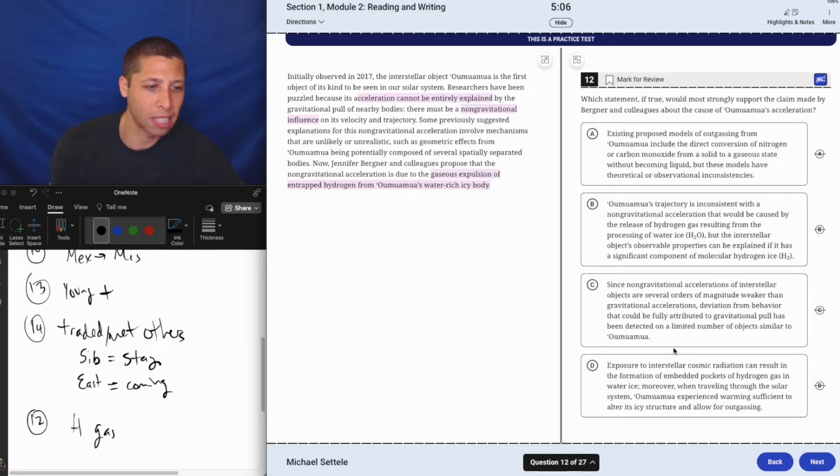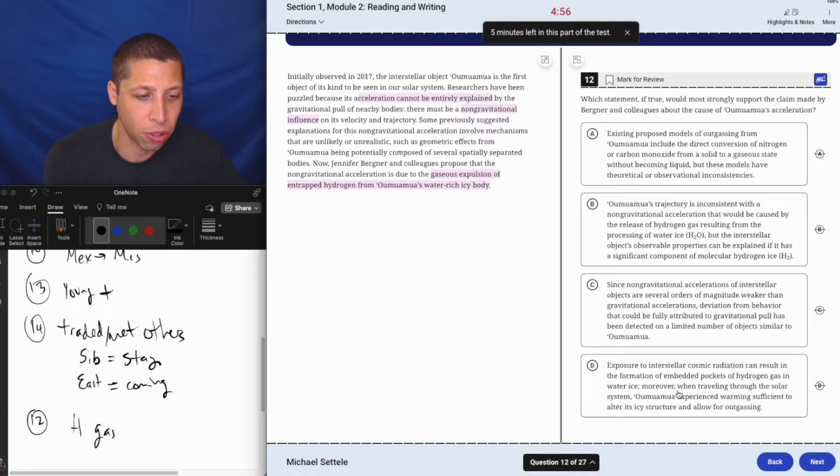Exposure to interstellar cosmic radiation can result in the formation of embedded pockets of hydrogen gas and water ice. Moreover, when traveling through the solar system, this thing experienced warming sufficient to alter its icy structure and allow for outgassing. Yeah, it's just saying it has these hydrogen things. So this is evidence that there's hydrogen. There is entrapped hydrogen.